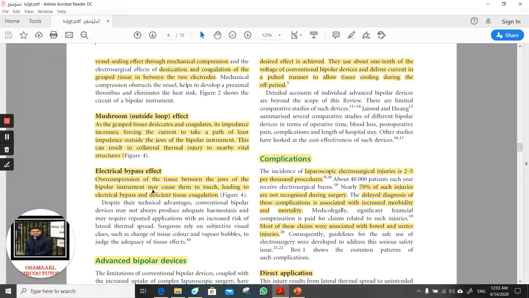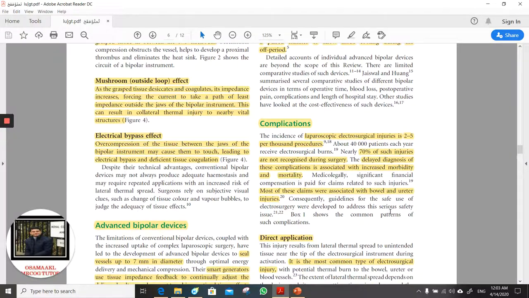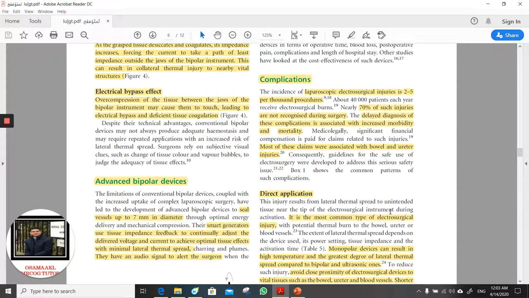So we have the mushroom effect, we have electric bypass. With new generation devices, the complications can be decreased because you can adjust the electricity automatically. We have to follow all safety precautions to reduce the complications. What is the incidence of complications by laparoscopy? 2 to 5 per 1,000. Mainly we talk about intestinal injury and ureteric injury.